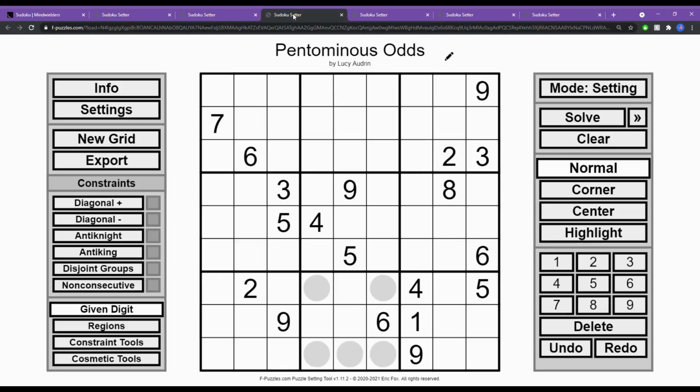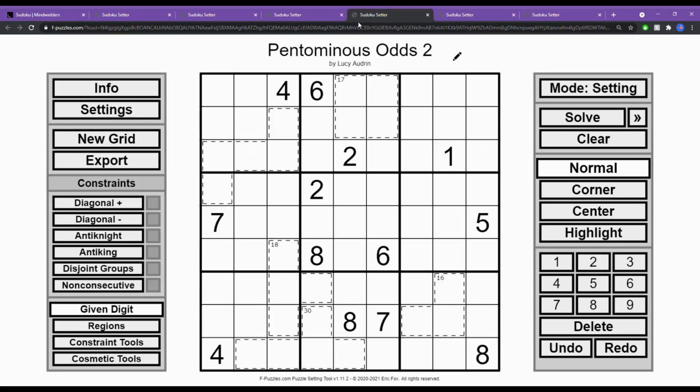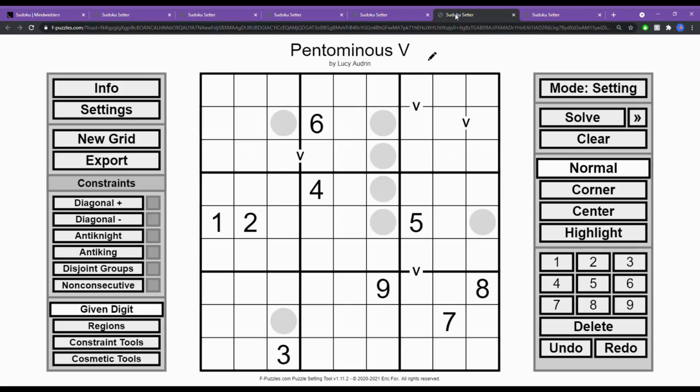I made Pentominoes Odds with pentominoes in 8 boxes, still exploring the possibilities of the constraint. Pentominoes Odds 2 finally has 9 pentominoes, as well as the additional requirement that all 9 connect together orthogonally. The next puzzle, the 5th in the series, is Pentominous V.